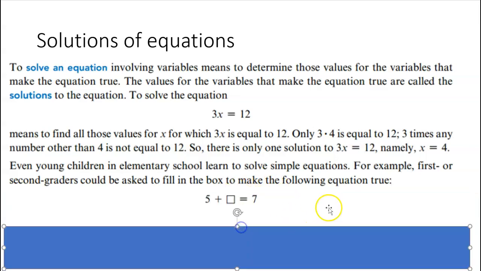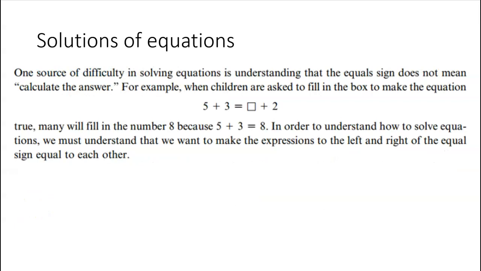So in elementary school, we solve these simple equations by maybe filling in the box, reasoning about these. So one source of difficulty is that the equal sign again here does not mean calculate the answer. What we're basically asking is what makes it true. So many will fill in the number 8 because 5 plus 3 equals 8. But again, to understand equations, we're saying when does this whole side equal this whole side?